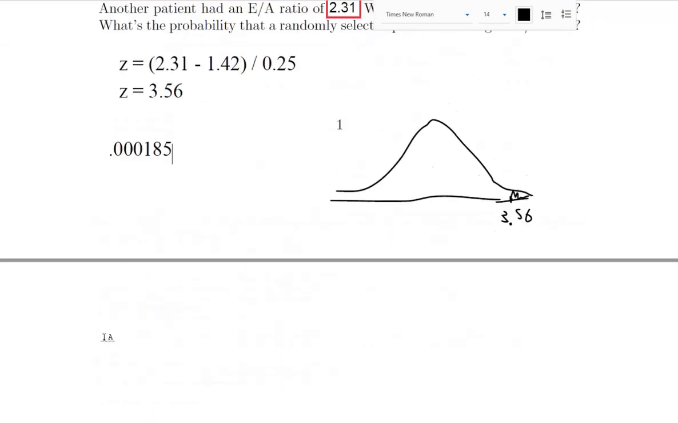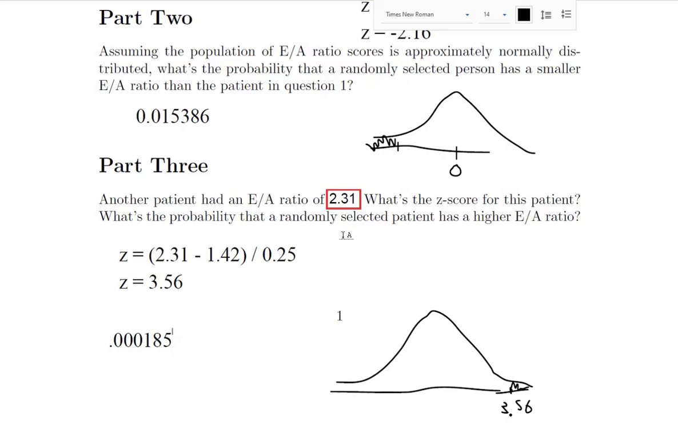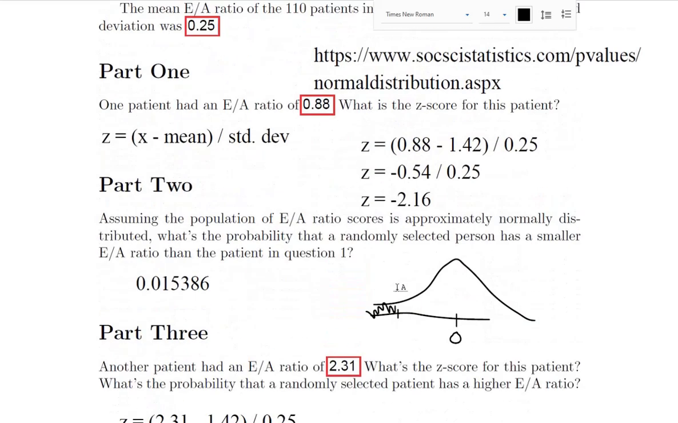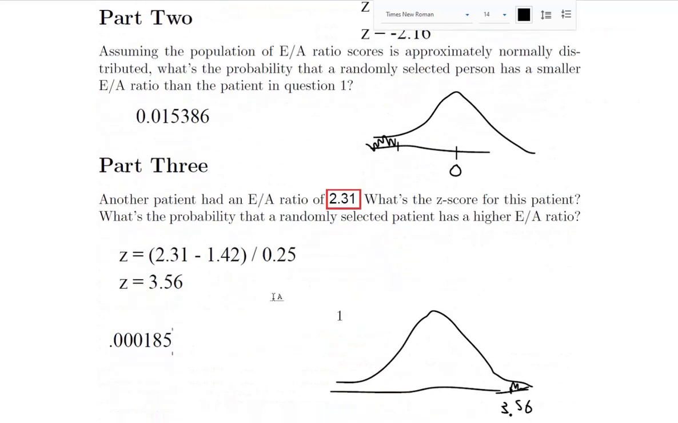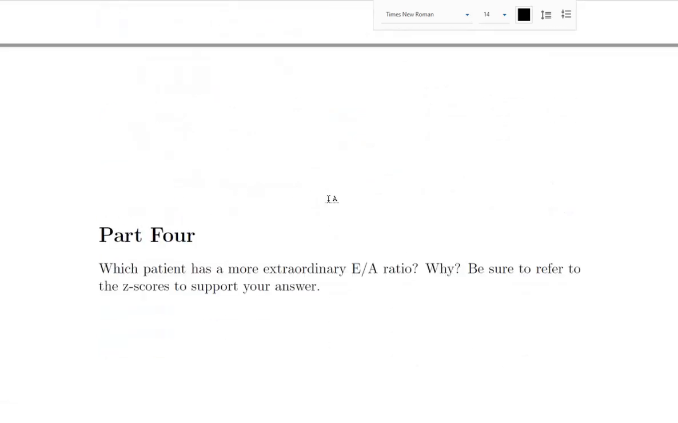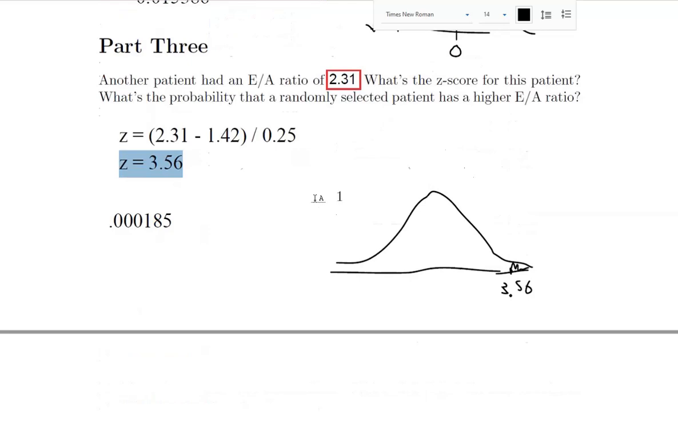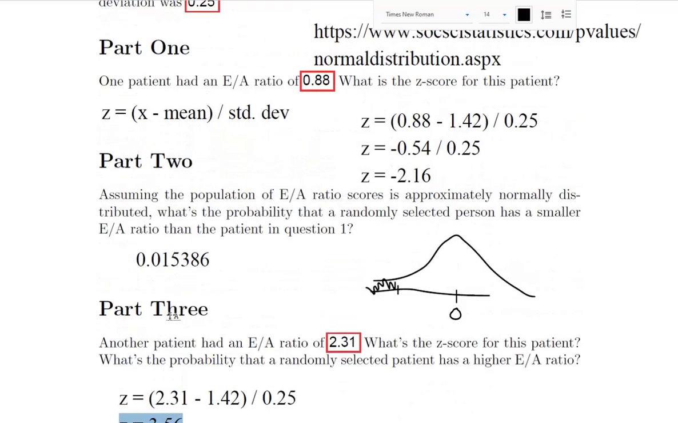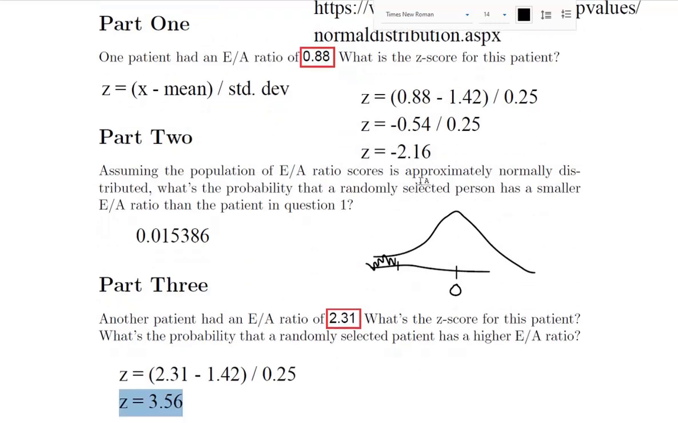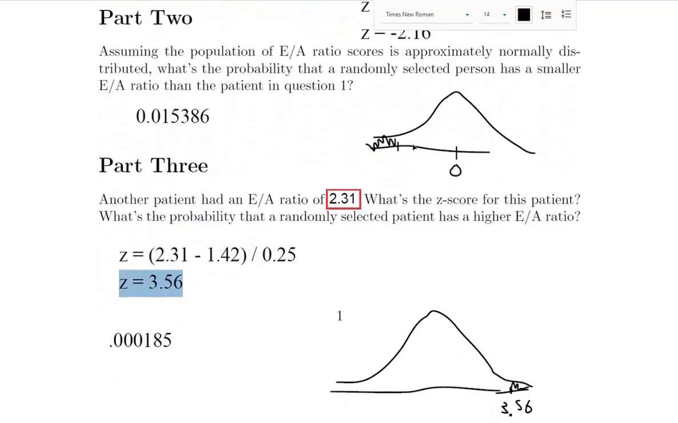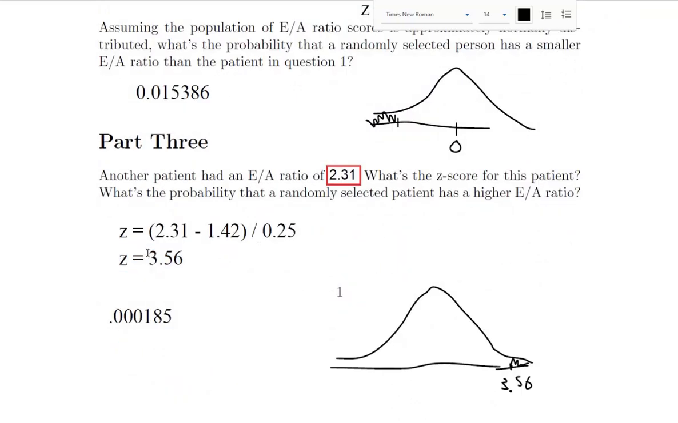Part 4, which one's more extraordinary? It's the one with the lowest probability, okay? For mine, a patient getting an EA ratio of 2.31 is pretty extraordinary, because the probability that you randomly select somebody and they have a higher EA ratio is really low. It's less than 1%. It's less than 0.1%. So that's pretty extraordinary, out of the ordinary, right? Since the instructions say refer to the z-score, here's another way of saying it. The z-score is further from 0, right? This z-score is negative 2.16. That's 2.16 standard deviations away from 0, from the mean. This one's 3.56 standard deviations away. So this one's more extraordinary because it's further away from the mean.